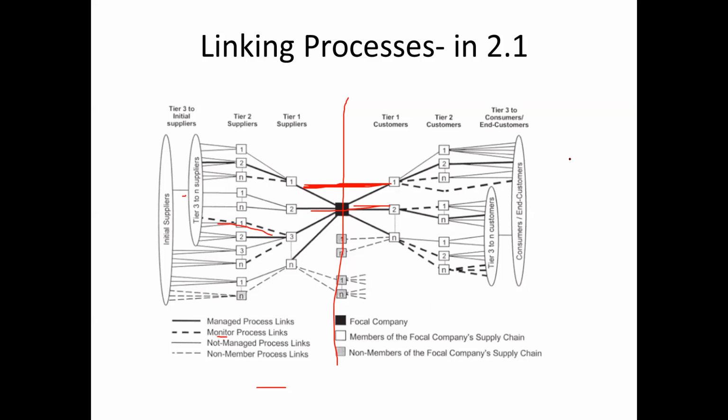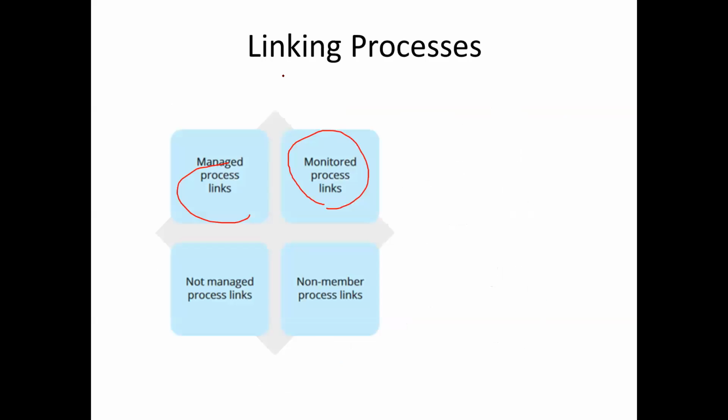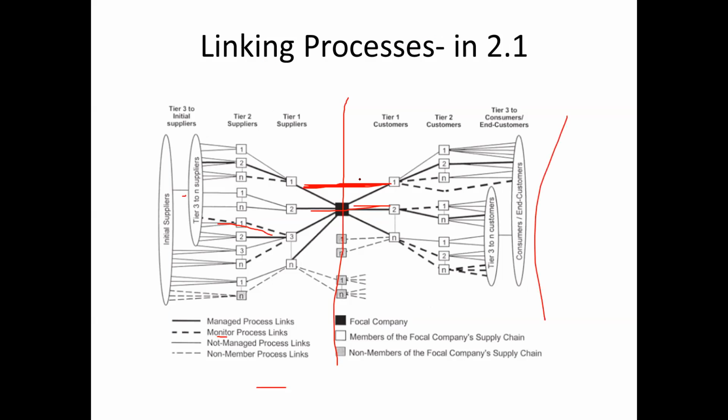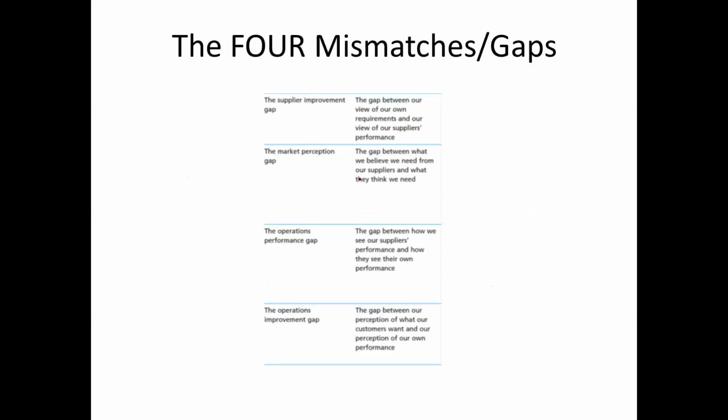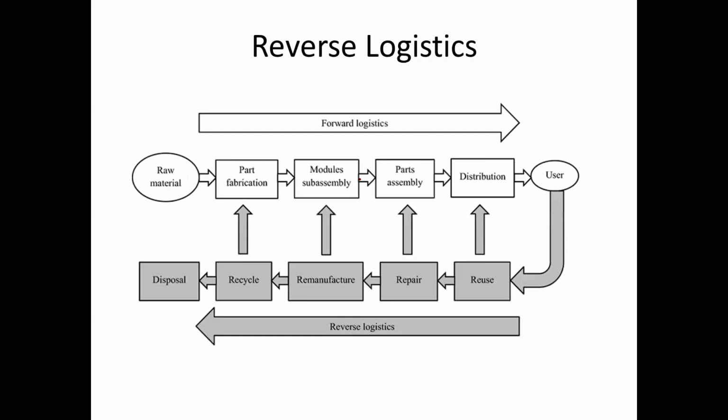So when you think of a tiered supply chain, it helps you understand how processes are linked. They can be managed, monitored, not managed, or non-member, which is this diagram. A bit complex. And we can get the quality gaps. Sorry, got the same diagram there.